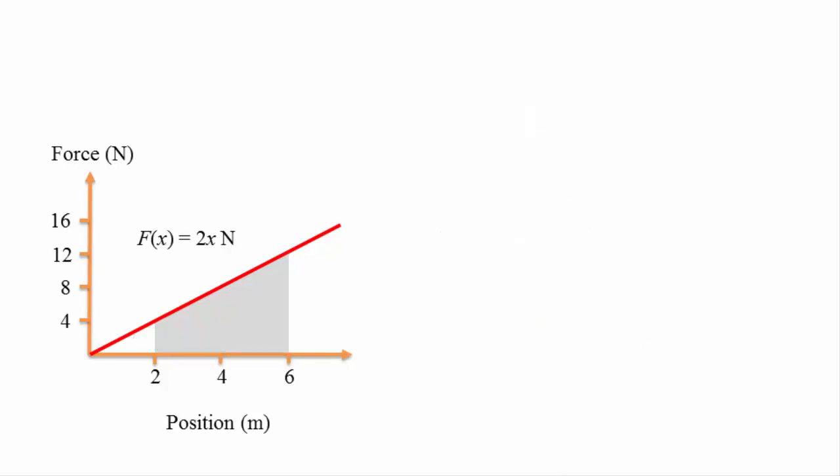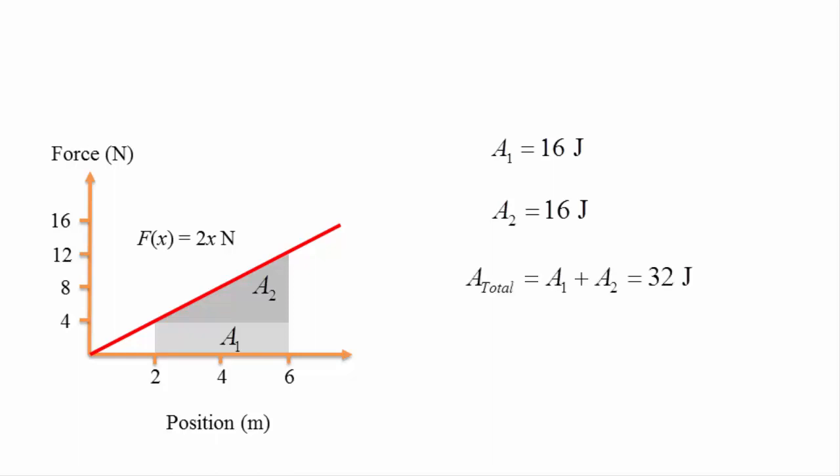The other option using geometry is to break the trapezoid up into simpler shapes. So what we have is a rectangle with a length of 4 meters and a height of 4 newtons. So what's its area? The area under the rectangle is 16 Newton meters. And then we have a triangle with a height of 8 newtons and a length of 4 meters. So what is its area? So the area of the triangle is 16 Newton meters. Adding these two areas together gives us 32 Newton meters or 32 joules as expected.